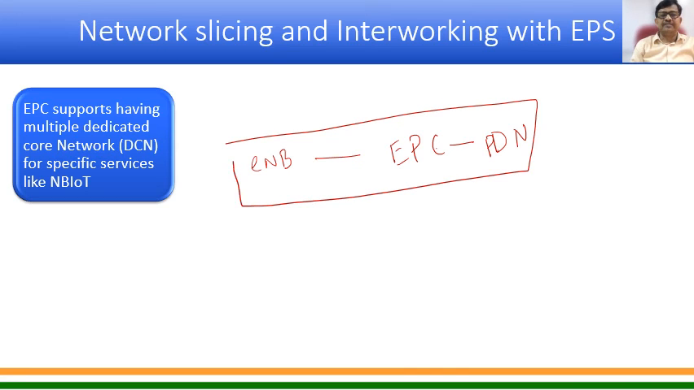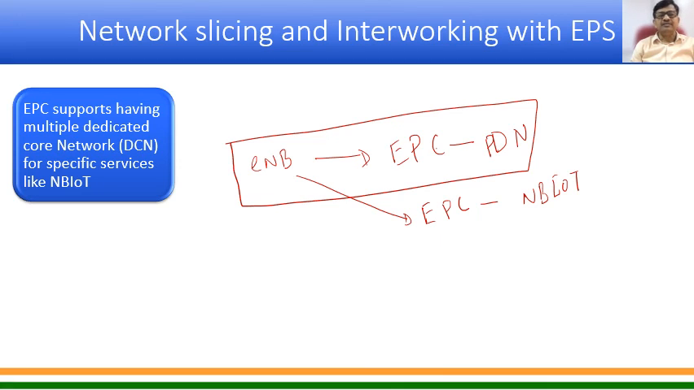operators, and even in the standard, there is a concept that suppose you want to support a specific service, for example, narrowband IoT. For that, a new EPC is built. And the same eNodeB can route the traffic of NB-IoT to this EPC. So that is a concept in a later version of 4G.